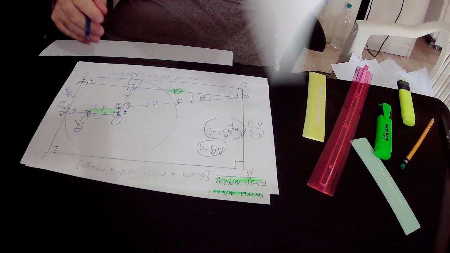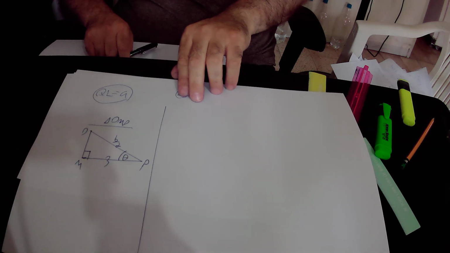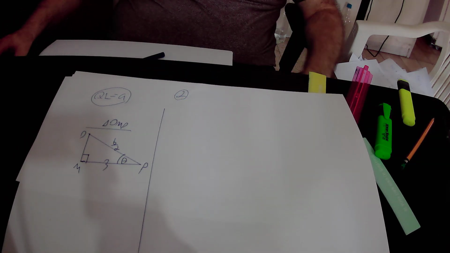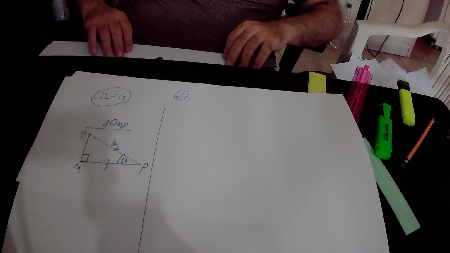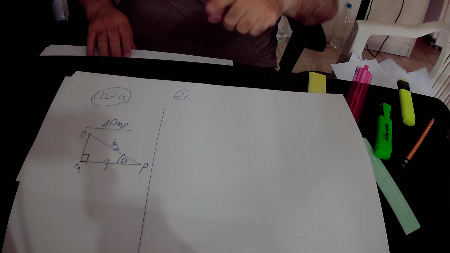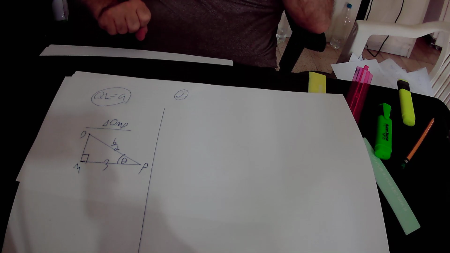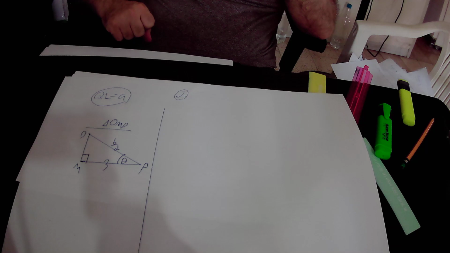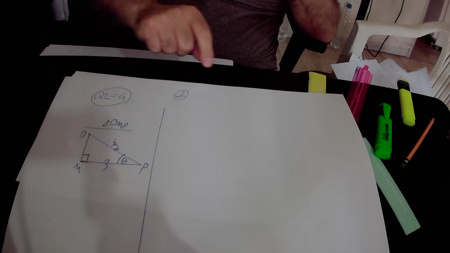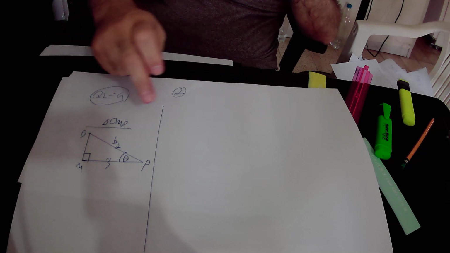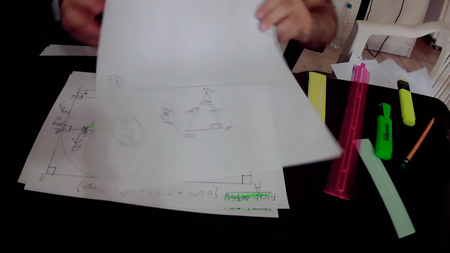So actually, this is the right triangle OMP that I copied from the original drawing. In the right triangle OMP, what is the value of cosine theta? Cosine theta equals MP over OP. So I'll write it down.